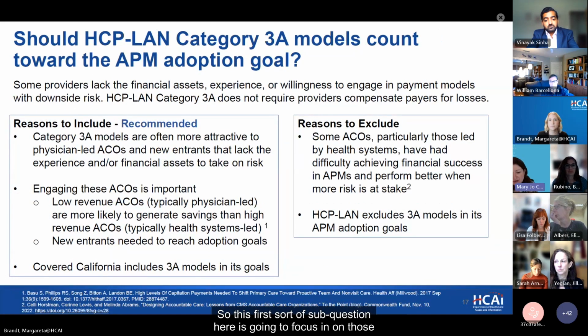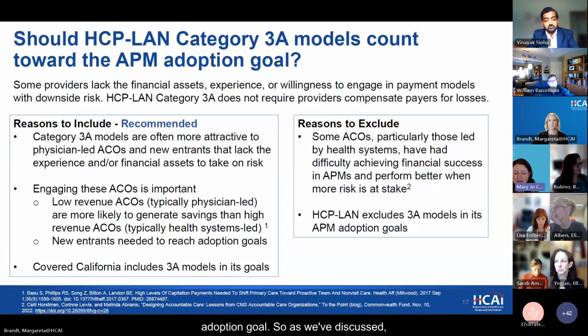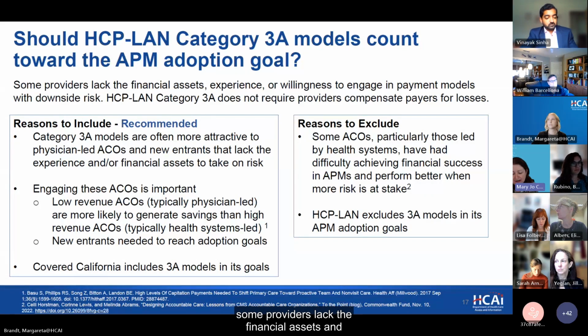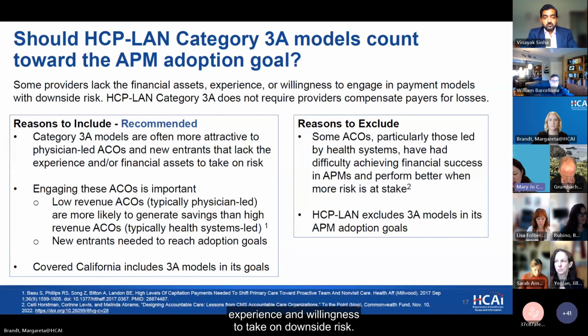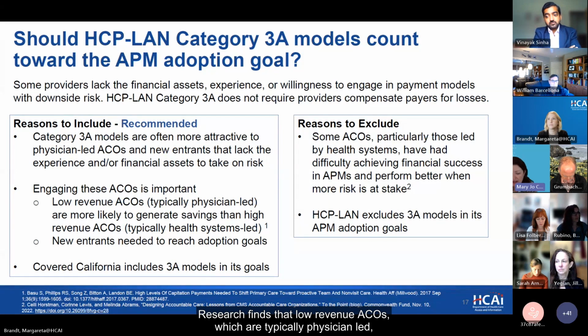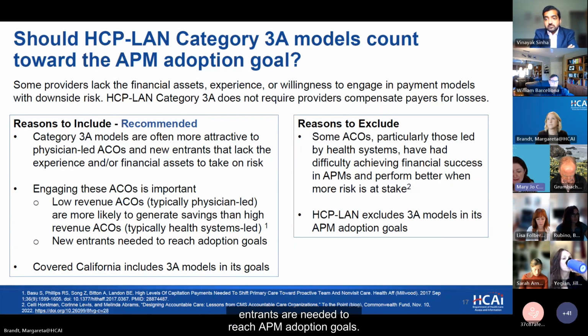All right. So this first sub-question here is going to focus in on those Category 3A models and whether or not they should count towards the adoption goal. So as we've discussed, some providers lack the financial assets and experience and willingness to take on downside risk. And we know that engaging these ACOs is important. Research finds that low revenue ACOs, which are typically physician-led, are more likely to generate savings than high revenue ACOs, and new entrants are needed to reach APM adoption goals.